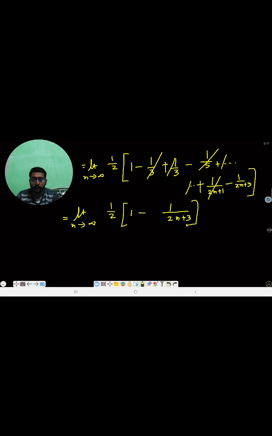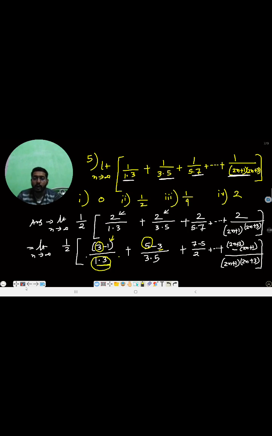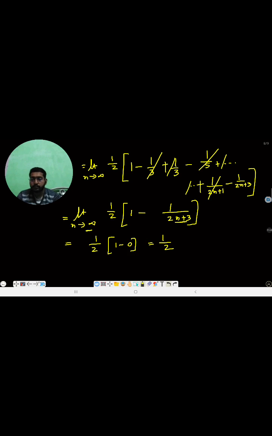Now if I put n equals infinity here, it is 2 into infinity plus 3, and 1 by infinity will become 0. So half times 1 minus 0, and the result will be half. So the correct answer will be half. You can see where is half, yes, number 2. So number 2 will be the correct option.